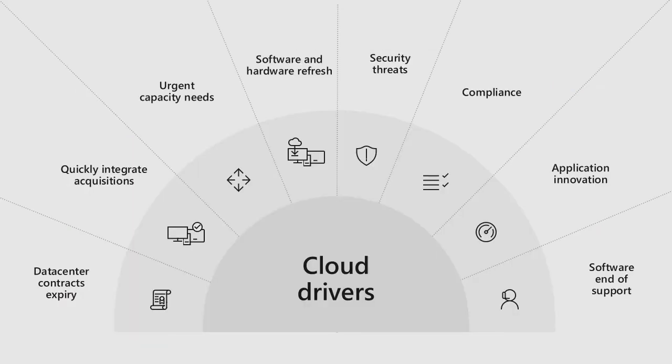Now, what are the different drivers, if you will, that organizations have looked at in terms of going to the cloud? What is driving them to go to the cloud? You can see that here in the slide. Many of the reasons would include things such as contracts with data centers expiring already, so it doesn't make sense for them to continue their agreements with their current data center providers. They want to quickly integrate new organizations that are part of their organization. They may have urgent capacity needs. So you may have an existing data center, but you're running out of space in your data center. You're running out of capacity such as storage and computing power.